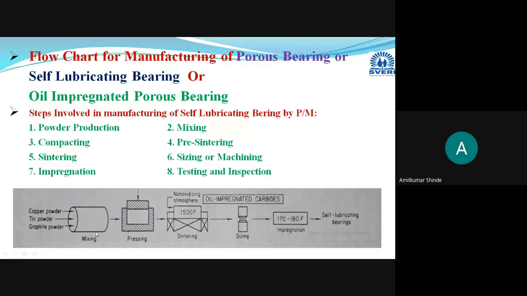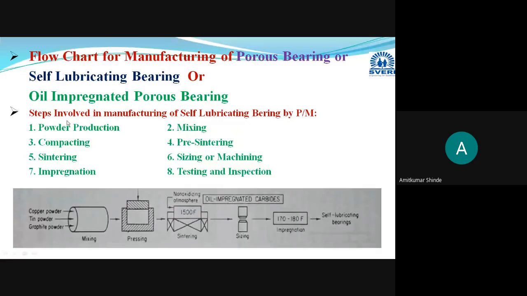So now please you can write this part. This is very important. You can write the heading flow chart for manufacturing of porous bearing, or it is also known as self-lubricating bearing, or it is also known as oil impregnated porous bearing. And these are the steps involved in the manufacturing of the self-lubricating bearing by powder metallurgy technique.